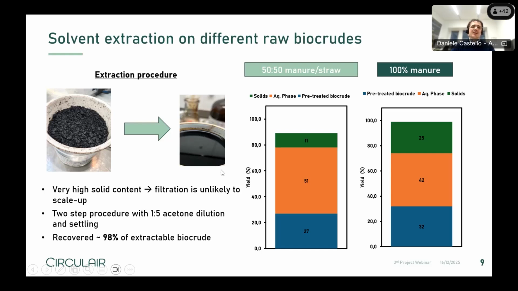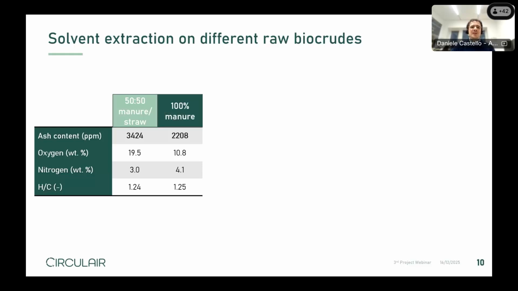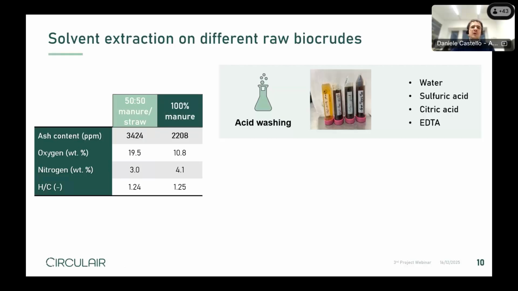However, this only tells part of the story, in the sense that after this filtration, the biocrude still had a significant level of ashes, so inorganics, in the order of a few thousand parts per million. So the problem at this point was how to reduce this. And we tested two ways.